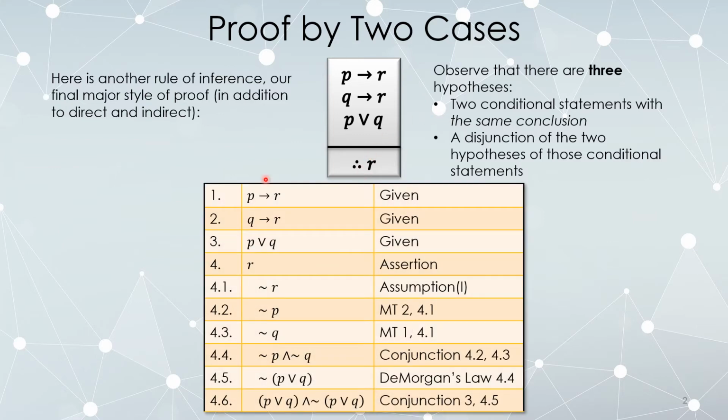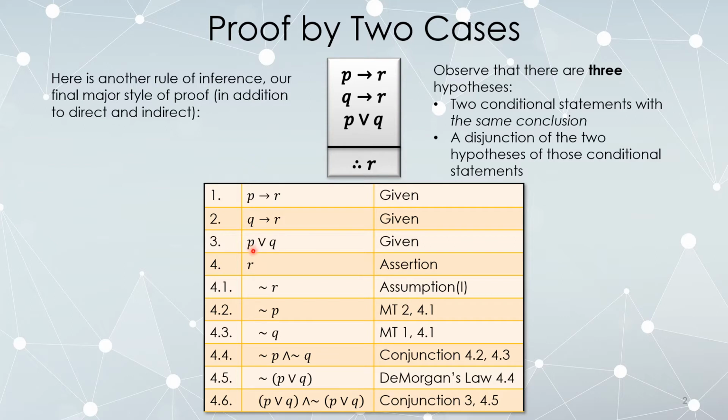Now the proof is not so bad. Okay, so here it is. We state our three givens. Here's our desired conclusion R. It's not a conditional statement, so we're going to do an indirect proof, so we assume not R. Well, since I have not R, I can apply modus tollens twice and extract both not P and not Q. So I can conjoin those and say, well, I have not P and I have not Q. By De Morgan's law, this is the negation of P or Q.